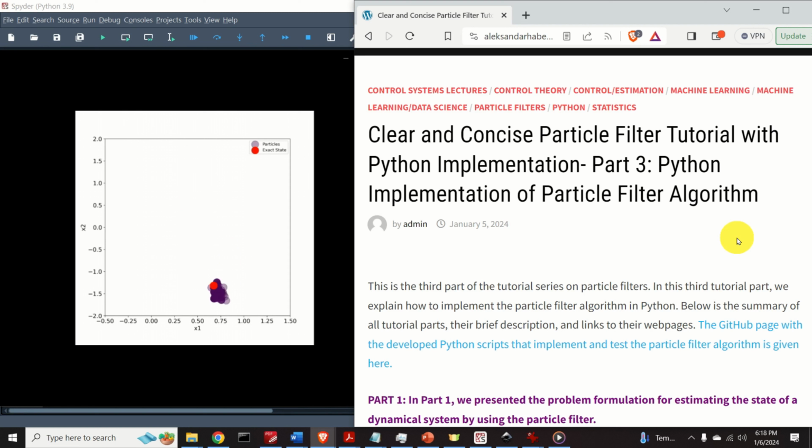This is the third part of the tutorial series on particle filters. In this third tutorial part, we explain how to implement the particle filter algorithm in Python from scratch.